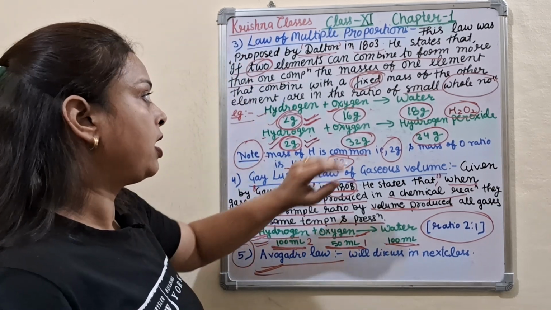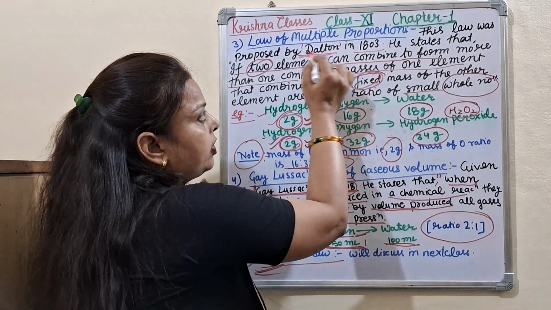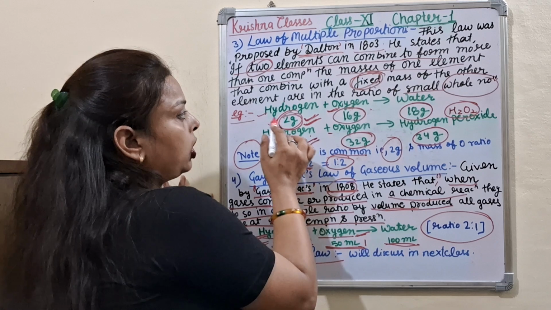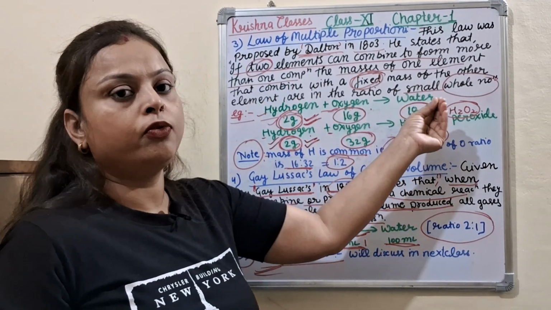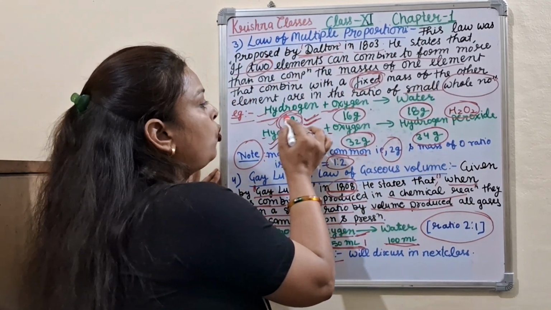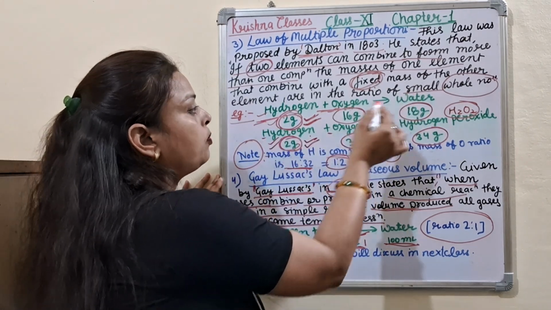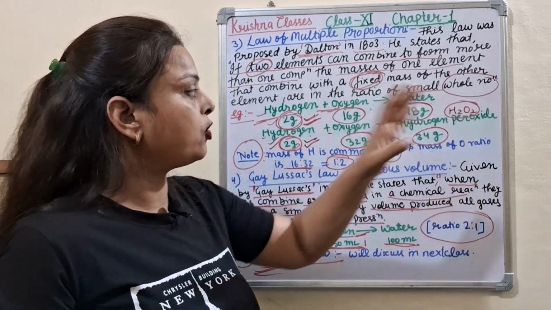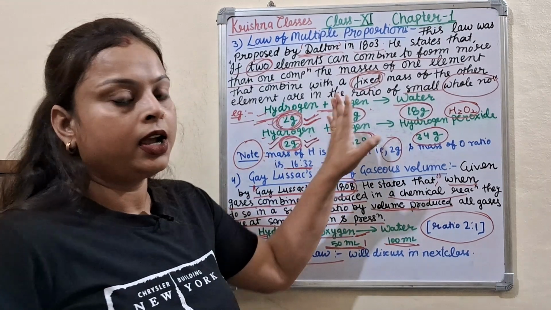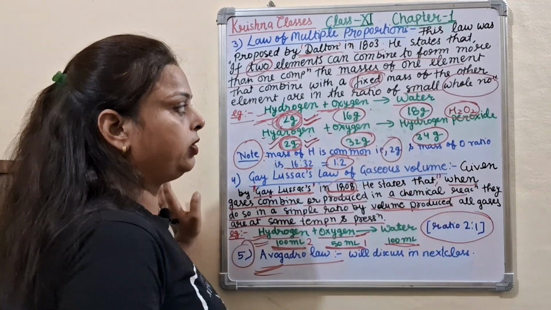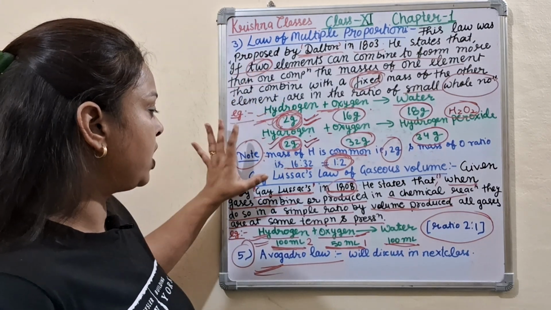Hope you understand it. I repeat again, what is the law of multiple proportion? This law was given by Dalton in 1803. In this law, when two elements combine and form one or more than one compound, here more than one compound is formed, water and hydrogen peroxide, then the mass of one element is always fixed, like hydrogen, and the other is in a simple whole number ratio, like 16:32. It means 1:2. This is the law of multiple proportion.